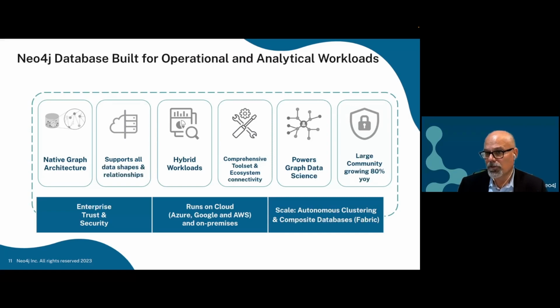And we have a really large community of graph developers, well over 250,000 globally, and that's growing at about 80% year over year. We put a lot of effort in the system to make it enterprise ready from a trust and security perspective. We're SOC compliant. We run on all three cloud providers, Azure, Google, and AWS. And then, of course, you can also run on-prem and bare metal. And we've got lots of great capabilities around scalability, clustering, et cetera, to manage whatever workload you may have.